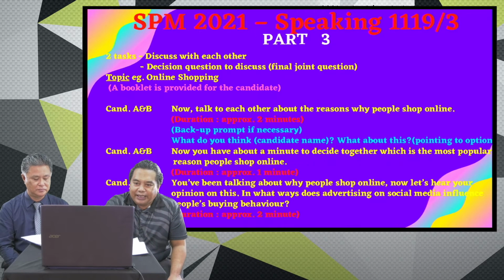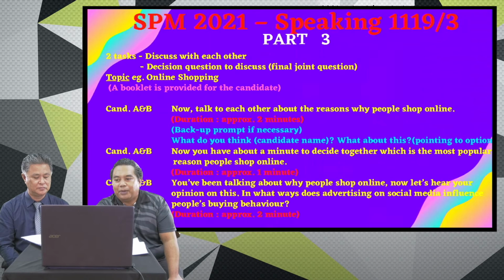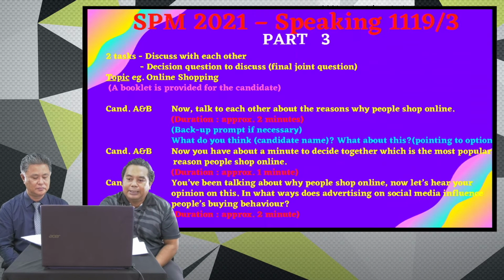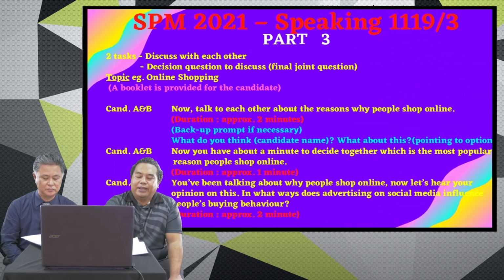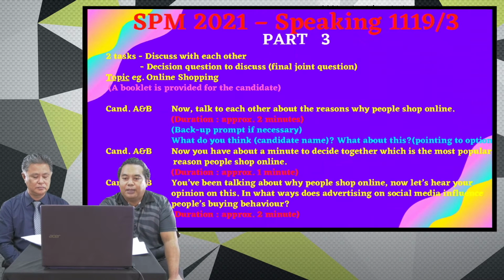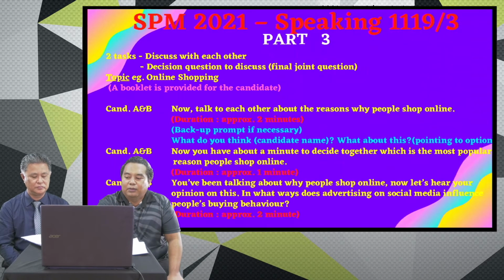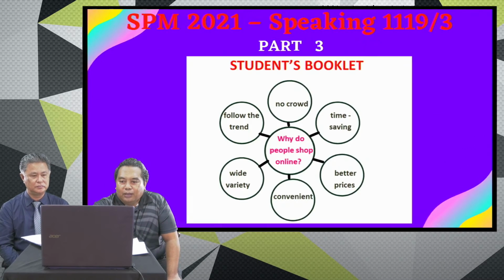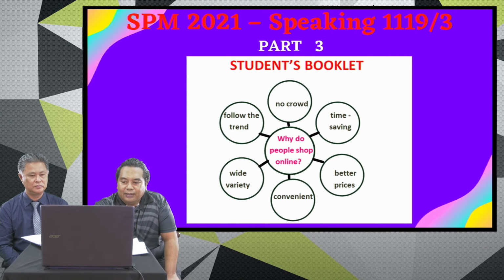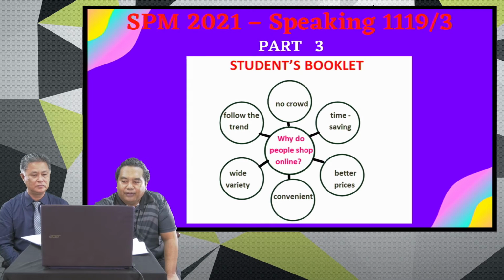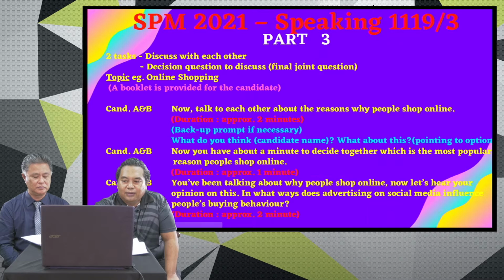To both candidate A and B: now talk to each other about the reasons why people shop online. Okay, the candidates can pick the reason they like the most. For example, candidate A likes reason A, so he gives a reason for no crowd. Candidate B likes the reason better prices, so he can give a reason for better prices. And then they have to discuss.